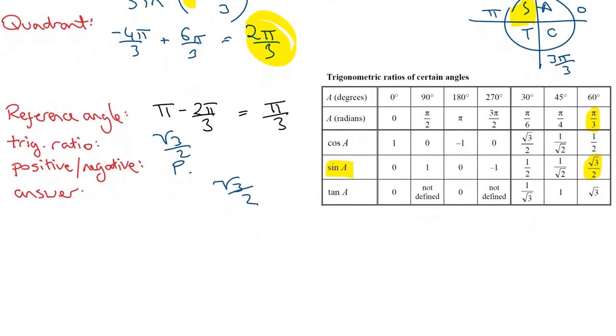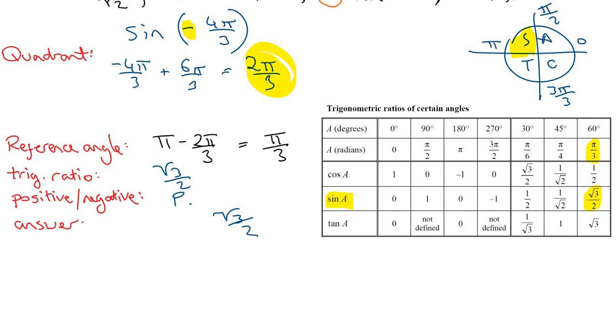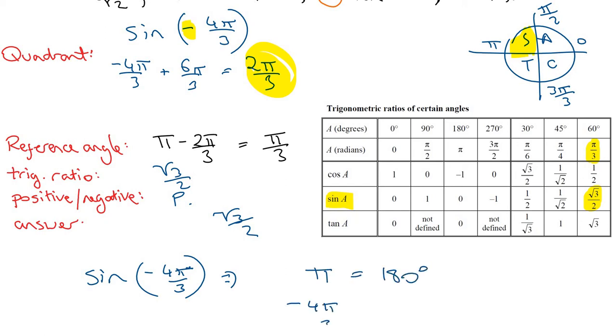If you wanted to on that question, what you could have done, which might be easier for you, is to go straight and convert sine of minus 4 pi over 3 into degrees. To do that, if pi is 180 degrees, minus 4 pi over 3 is just minus 4 times 180 over 3, which is minus 4 times 60, so that's 240 degrees. And you work from the previous question that we used before.